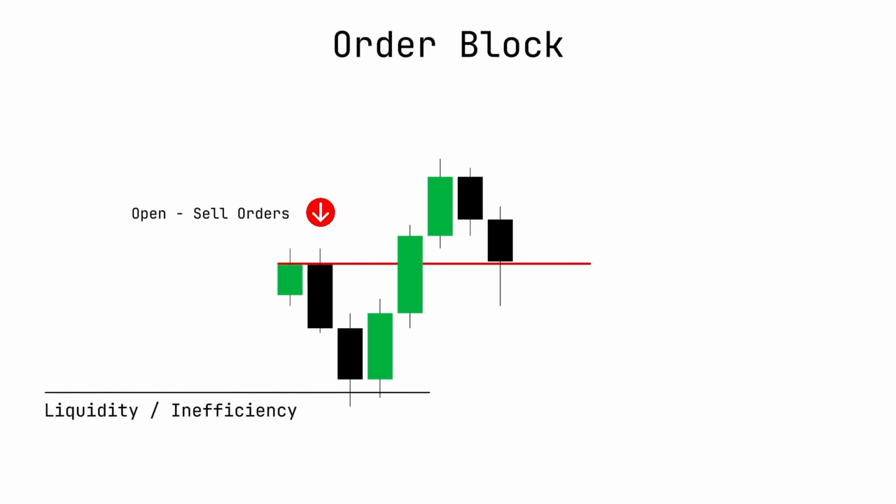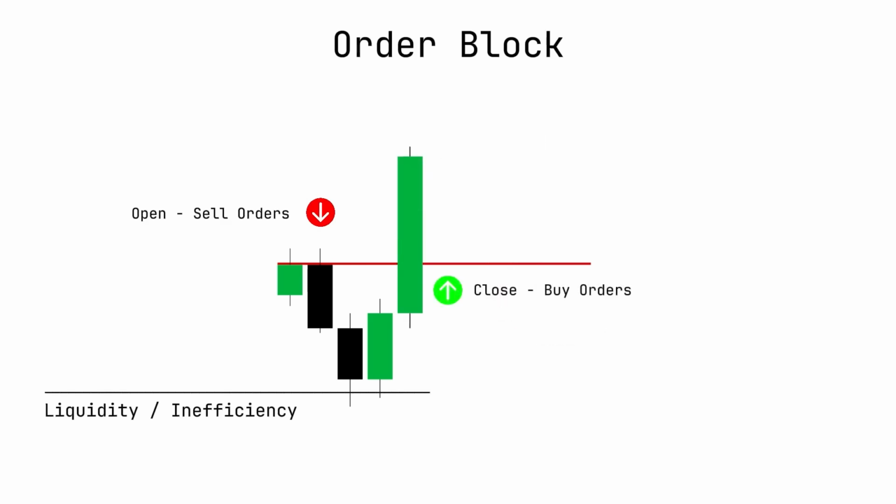When the price tests roughly the first half of the order block, short positions are closed through buy orders, creating buy volume that pushes the price up. This can also happen at the moment of breaking the resistance or support level, provoking an even larger impulse.